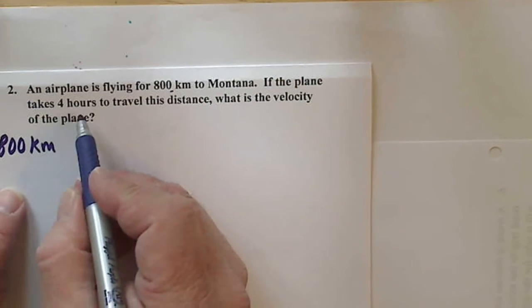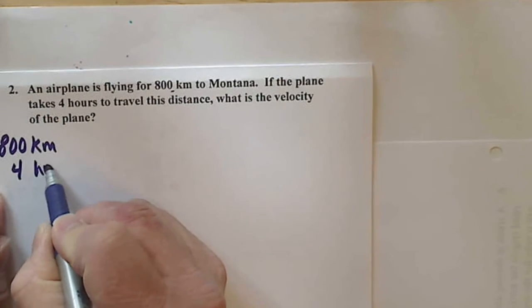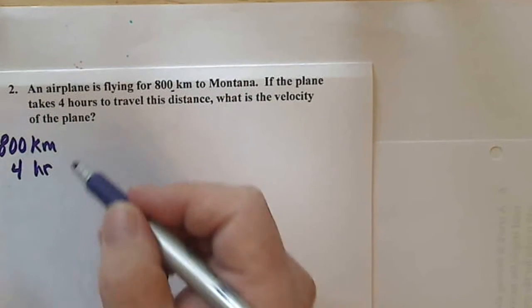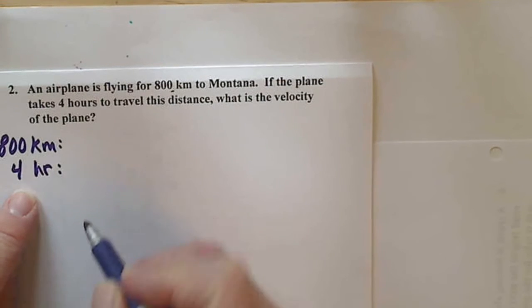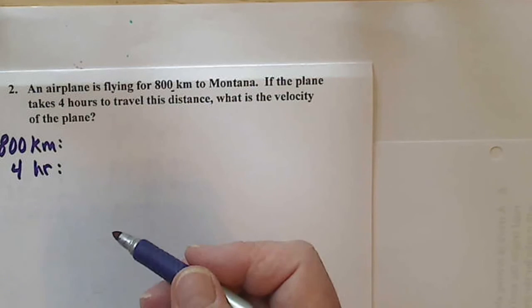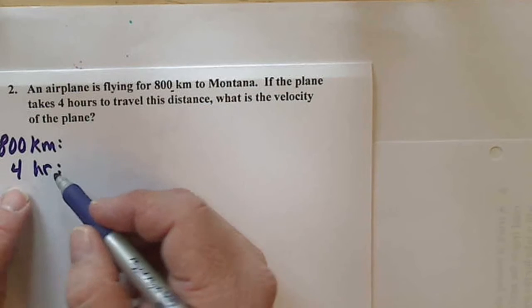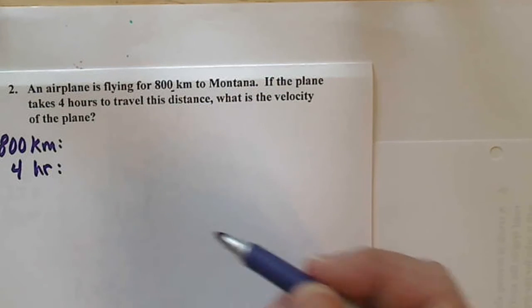If the plane takes, there's 4 hours. So there's a 4, that's hours. So instead of seconds, this one's in hours. So these are bigger units. And you usually see bigger units like this when we talk about how fast a car is traveling, a truck is traveling, a train, or an airplane. We'll use bigger units because they're traveling bigger distances over longer periods of time.